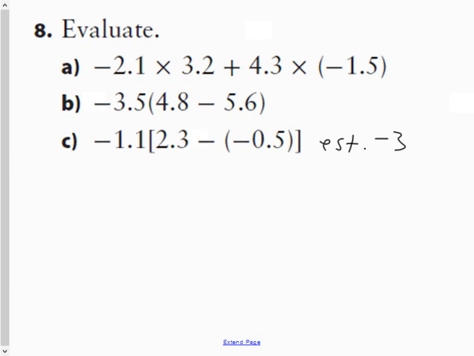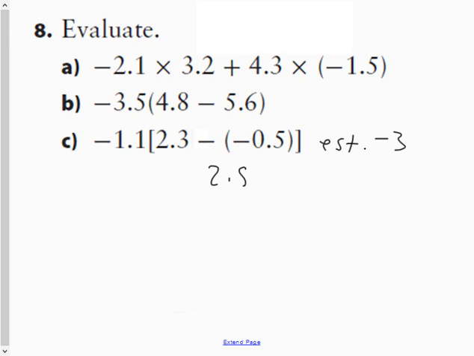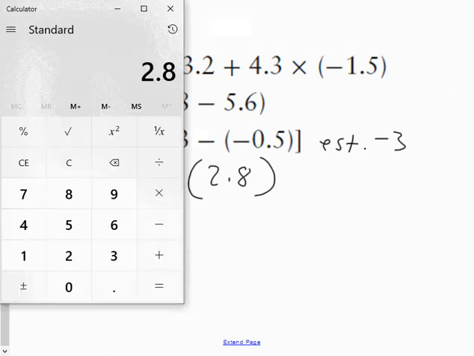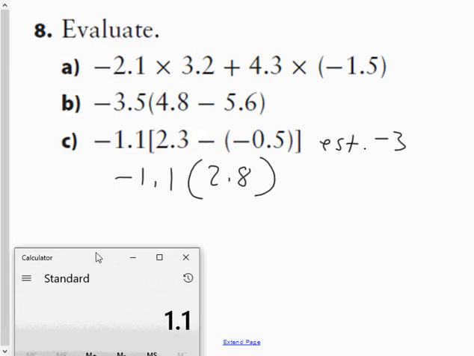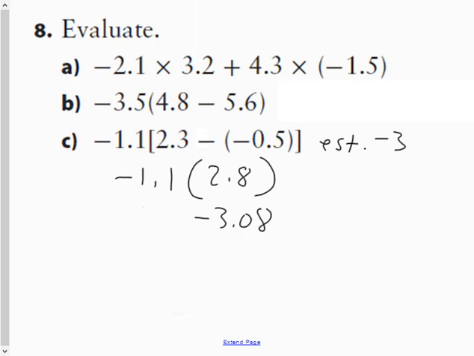Now, if I calculate these, take my calculator out and go, what is 2.3 take away 0.5 negative? Equals, it is 2.8. Put that now in round brackets because I don't need the square brackets. Multiply, oh, sorry, clear. 1.1, is that negative? Yes, it is. Negative. Multiplied by 2.8, and the answer is negative 3.08. That's the calculation. So my estimation was negative 3. My calculation was negative 3.08, so we were pretty close with our estimation.